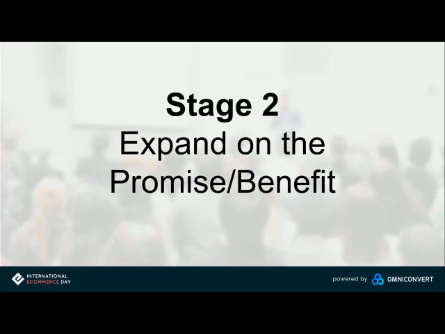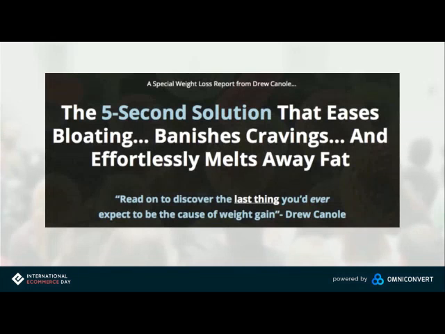Some ways you can expand on the promise and the benefit would be to add specificity. You can add associated promises, or even add a dimension of time. Let's take a look at a couple of examples that do that. So here is an example from Drew Canoli. This is the 5-second solution that eases bloating, banishes cravings, and effortlessly melts away fat. So this is an offer that is firmly positioned in stage two.